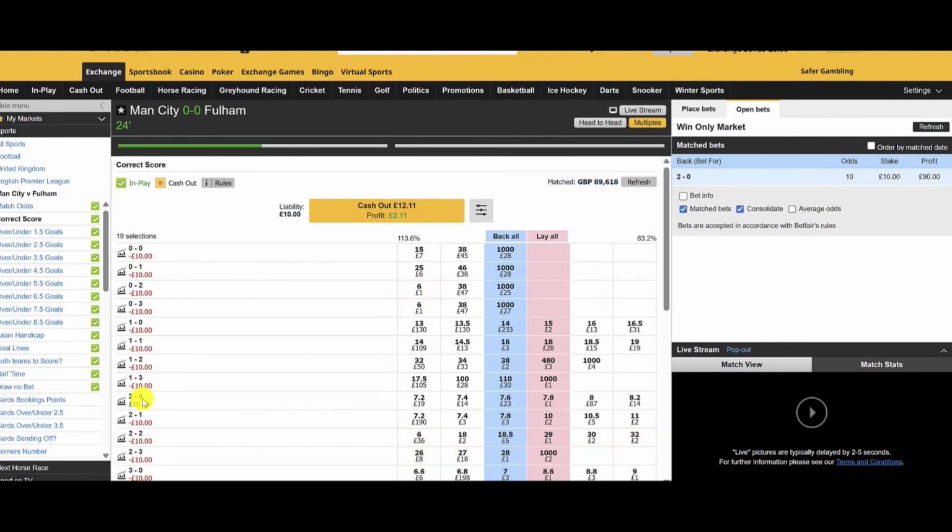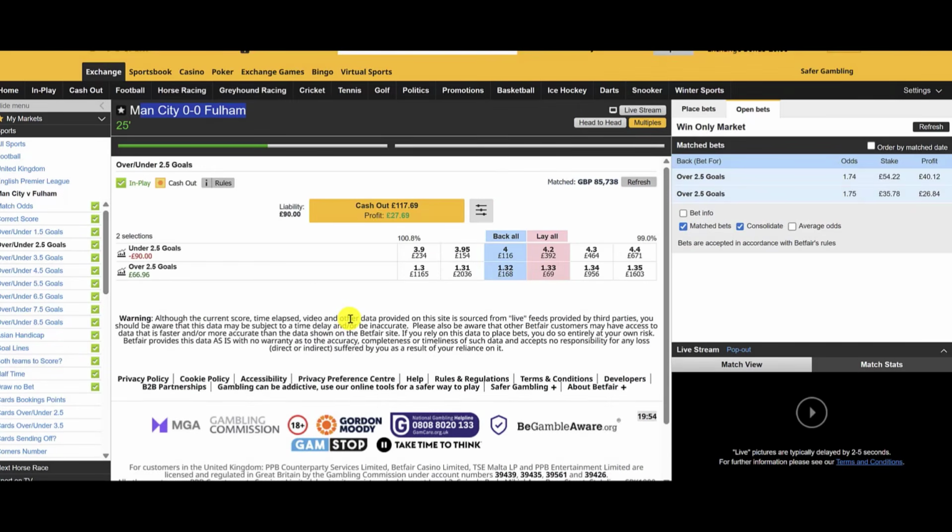This is our 2-0 situation. That's still pretty much where we were before. Interestingly, the score has not updated on Betfair. Never ever rely on that, by the way. But anyway, yep, this is where we are at the moment.